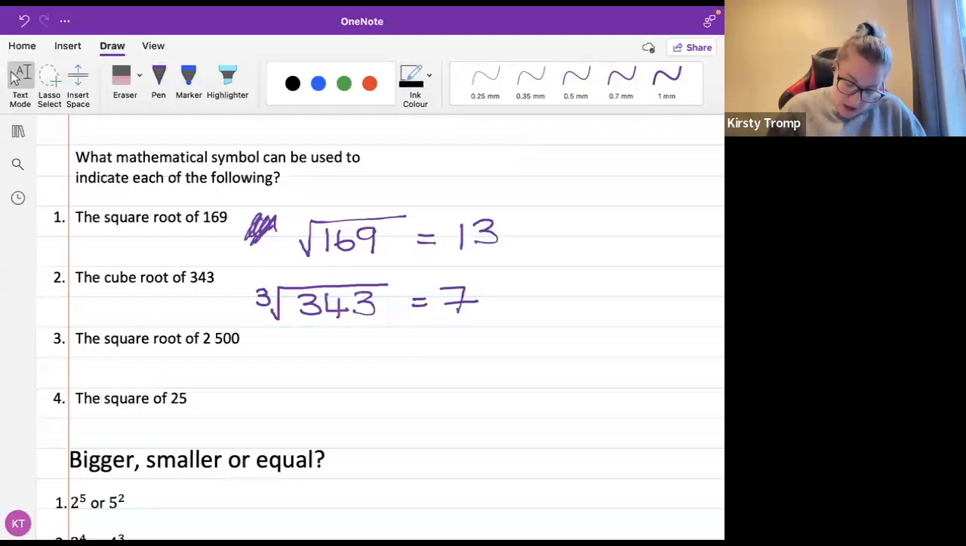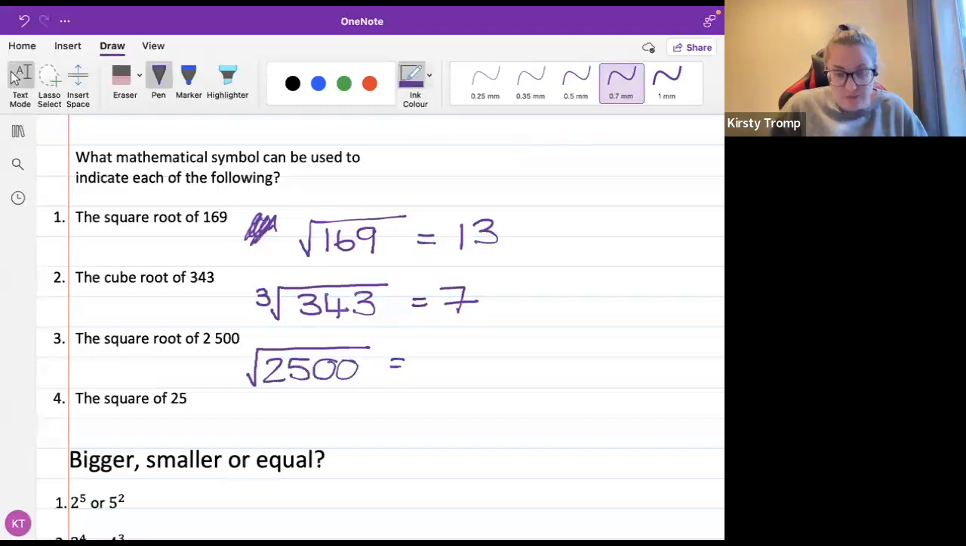The next one asks me for the square root of 2,500. So I'm going to draw my square root house, and I'm going to put 2,500. And if you're using that little cheat that I taught you earlier, the square root of 2,500 is going to give you 50. And finally, the square of 25.